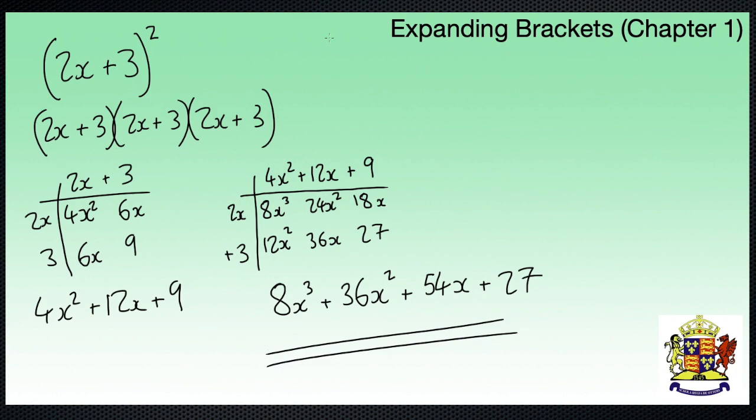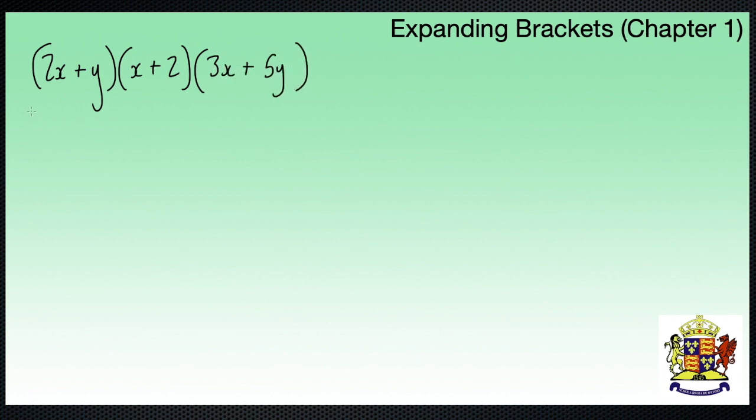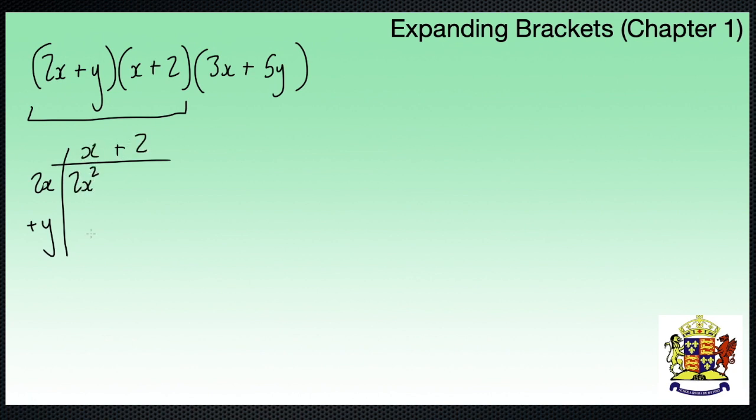Right, so there was that really tricky question we looked at on the first using the grouping method. Let's try that with the box method. Okay, so that question was 2x plus y, x plus 2, 3x plus 5y. Let's pick two, these two you've been chosen, and expand these two in a box together. 2x plus y, x plus 2, 2x squared, xy, 4x, 2y.